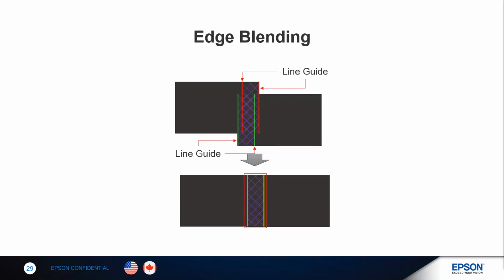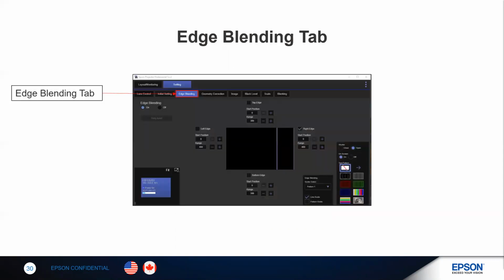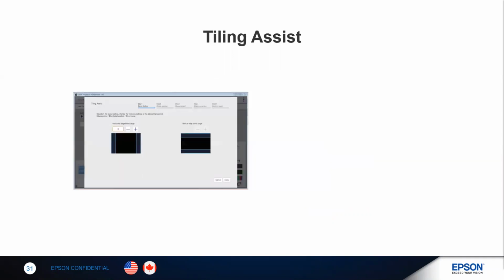And I also recommend using a black test pattern just so that everything shows up and it's easy to see. So when that's done, we go to edge blending, we hit the tiling assist, and then it starts producing these test patterns, and then the camera's gonna pick that up and it's gonna relay that information back to the software to build our edge blended image.